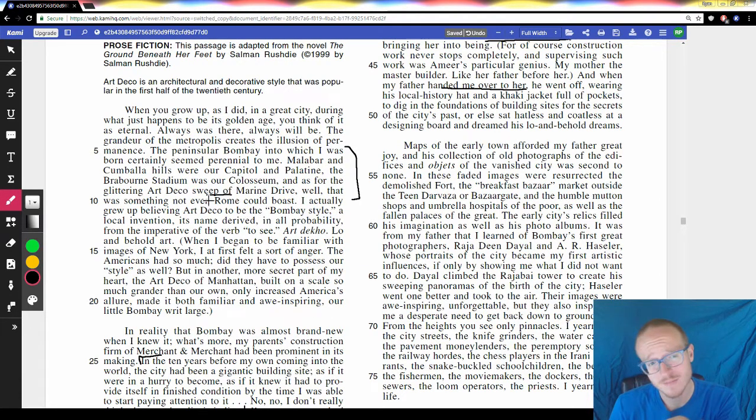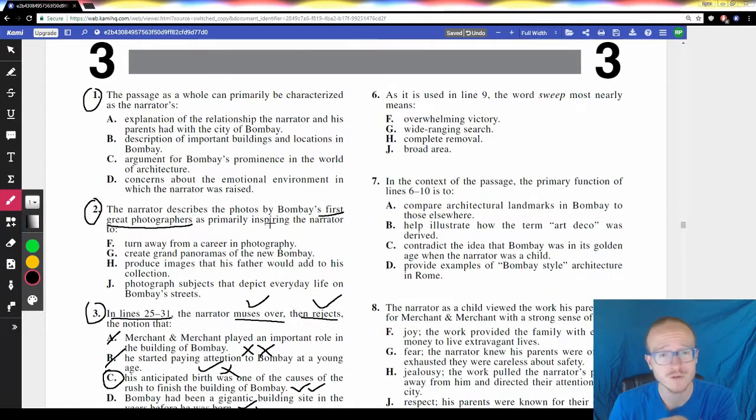So I think this has to be representing some sort of physical feature, right? So that kind of throws out victory, search, and removal and leaves only area. That's the only thing that can be a physical feature, like an architectural feature would be.